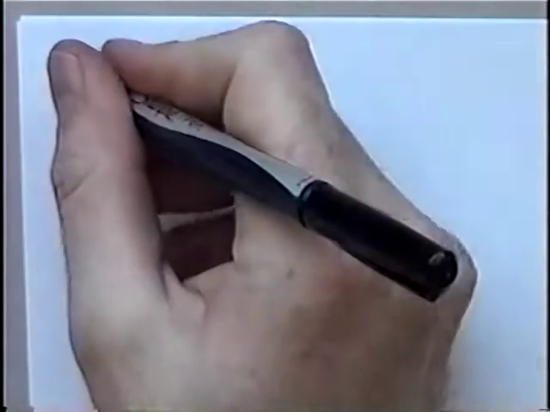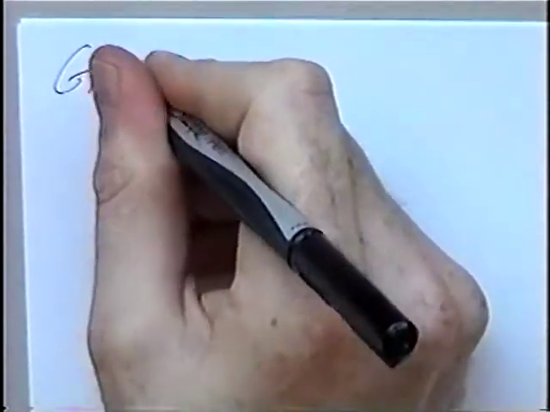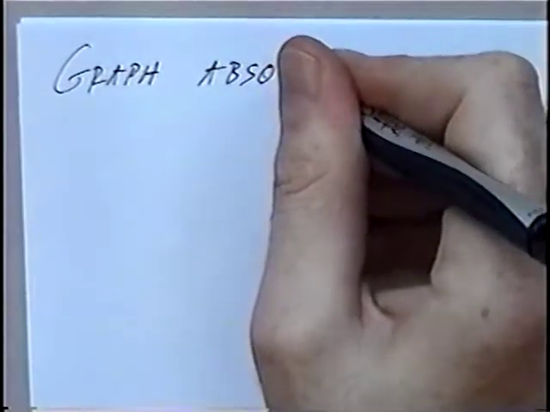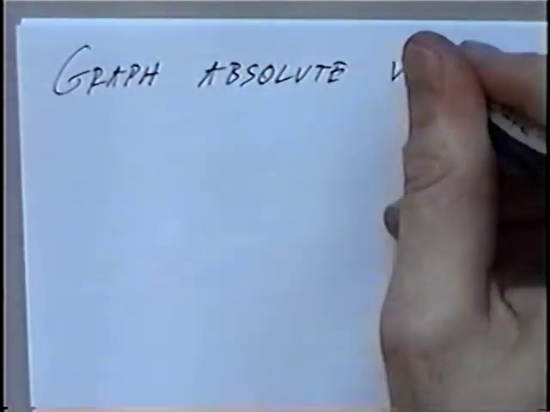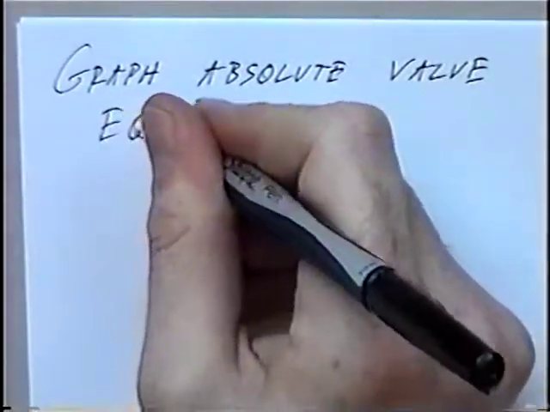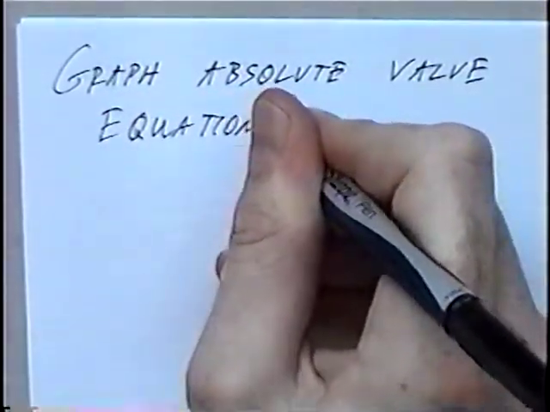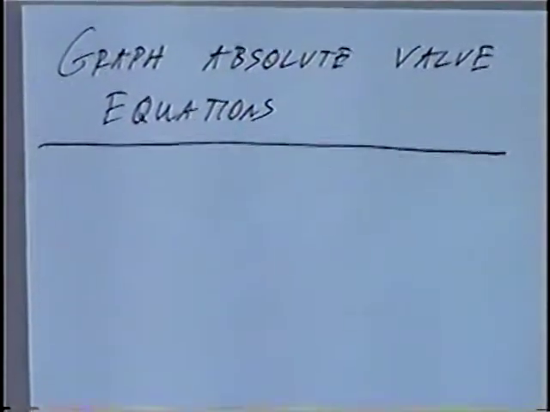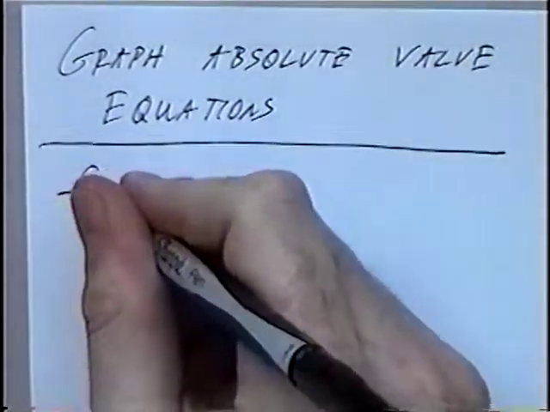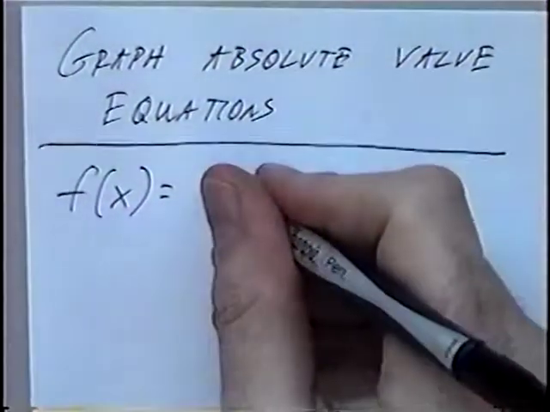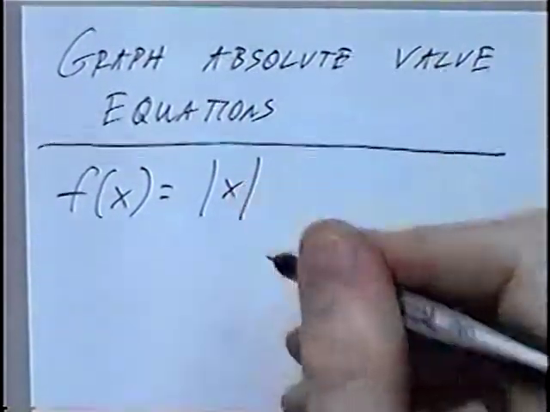Title of the first section today is Graph Absolute Value Equations. In this section we'll graph absolute value equations on a xy axis. The first equation is f of x, or f parentheses x, equals the absolute value of x.